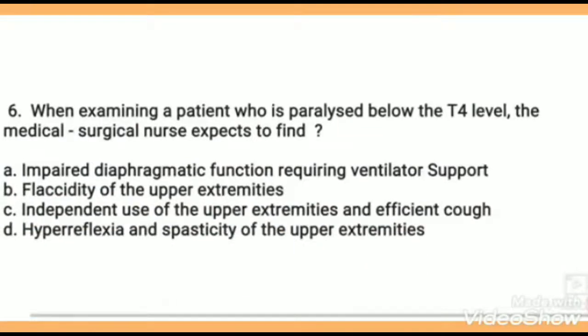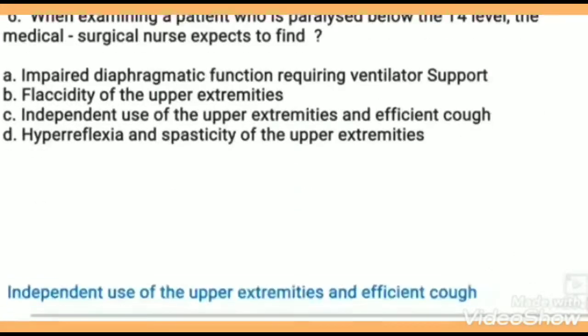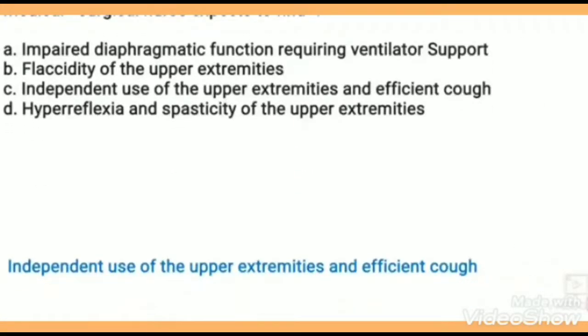Next question. When examining a patient who is paralyzed below the T4 level, the medical surgical nurse expects to find impaired diaphragmatic function requiring ventilator support, flaccidity of the upper extremities, independent use of the upper extremities and effective cough, or hyperreflexia and spasticity of the upper extremities. So, the correct answer for this is independent use of the upper extremities and effective cough.